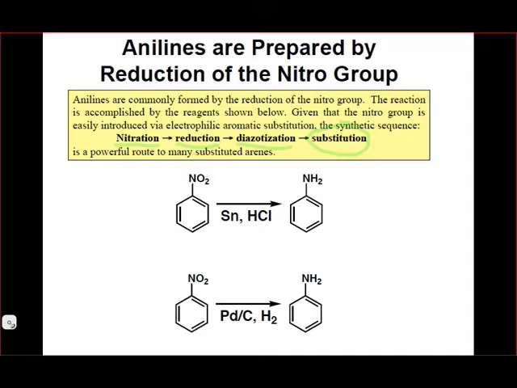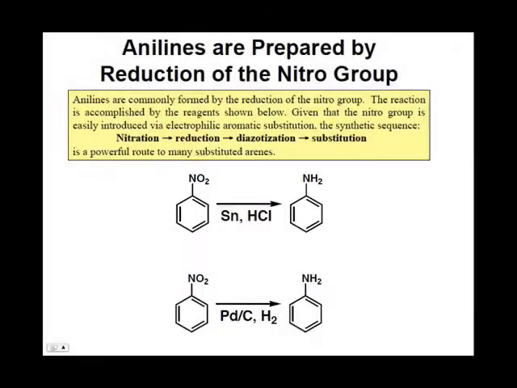But first, let's look at how we convert this nitro group to an amine. The nitro-substituted benzene can be reduced to an aniline by treatment with either a tin reagent and hydrochloric acid or a hydrogenation catalyst such as palladium on carbon under an atmosphere of hydrogen. Both reactions can be utilized to reduce the nitro group, and as is common in organic chemistry, it is often compound specific as to which reaction conditions are chosen.